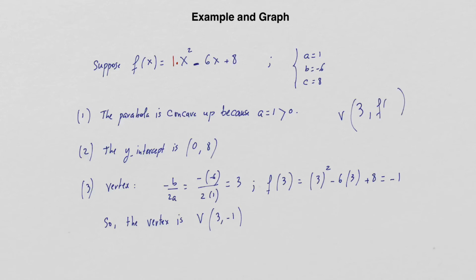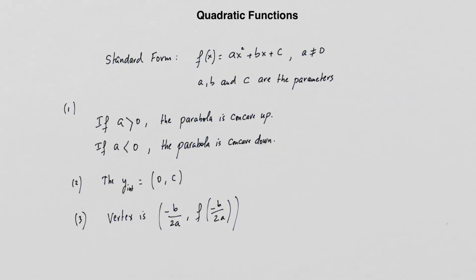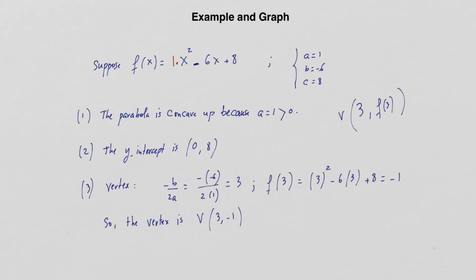Now let's find f of 3, right? The image, this guy. All we have to do is plug in 3 in here. So 1 times 3 squared, I put 3 in parentheses. Every time I call x, I put it in parentheses. Minus 6 times 3 plus 8. That's 9. That's negative 18. 9 minus 18 is negative 9, and negative 9 plus 8 is negative 1. So my vertex is 3 comma negative 1.